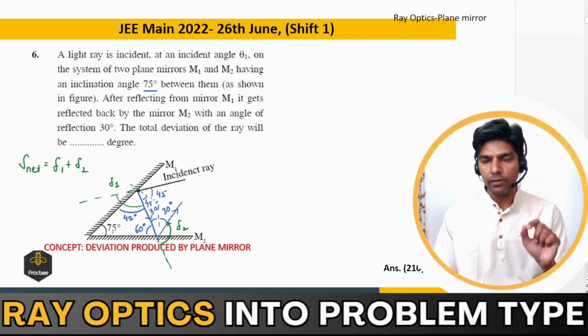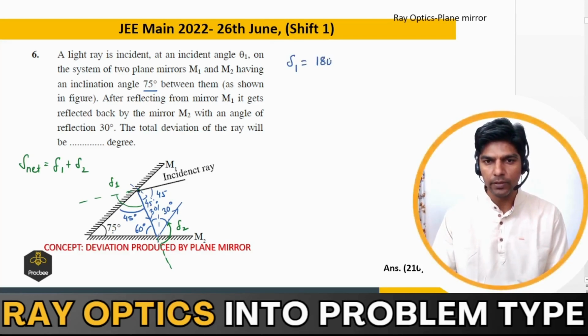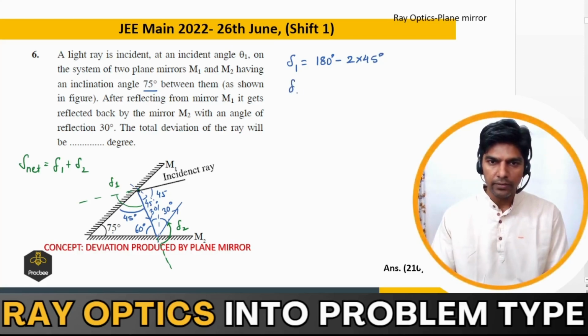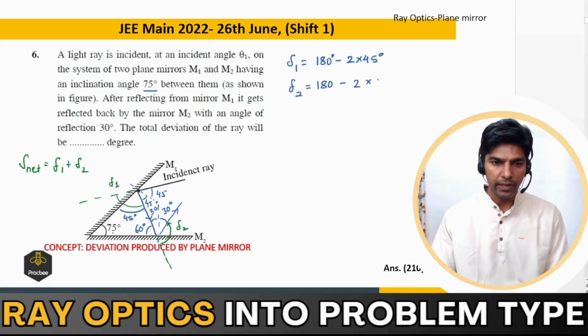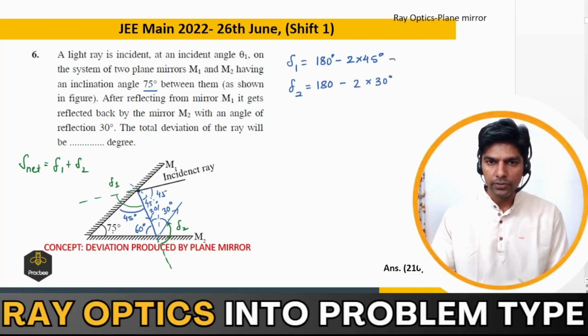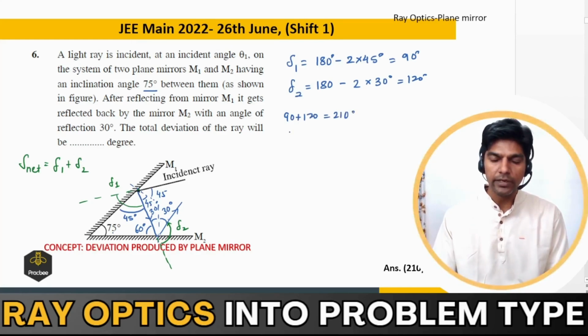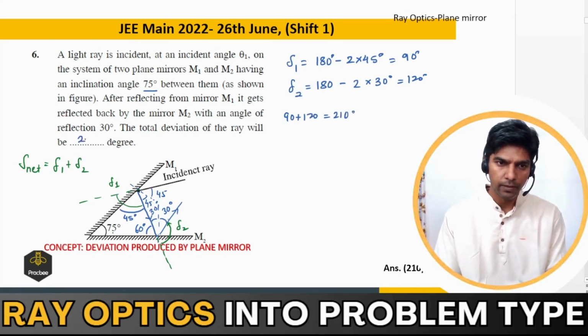Right, so we know the angle of incidence at mirror 1, and we know the angle of incidence at mirror 2. So the deviation produced by mirror 1 will be 180 minus 2 times the angle of incidence, which is 45 degrees. And the deviation produced by the second mirror will be 180 minus 2 times the angle of incidence, which is 30 degrees. So this comes out to be 90, and this comes out to be 120. If we add up these two deviations, it comes out to be 90 plus 120, which is 210. So 210 degrees is the answer to this question.